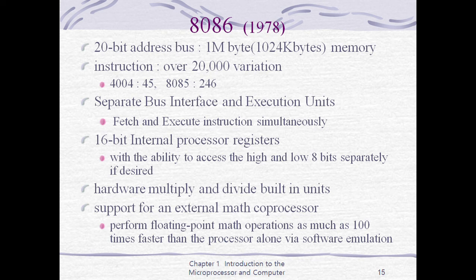Each register was 16-bit, with the ability to access the high and low 8 bits separately if desired. For example, if the high byte of a 16-bit register is to be accessed, then this microprocessor would allow access to that high byte. Similarly, the low byte could also be accessed separately. It had hardware multiply and divide built-in units for multiplication and division operations.